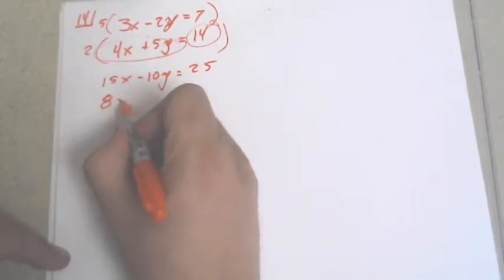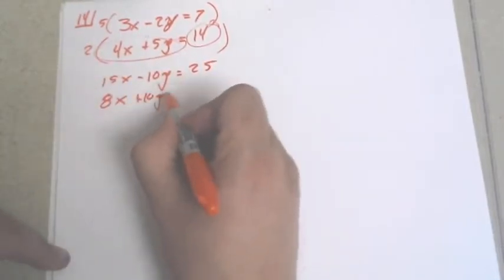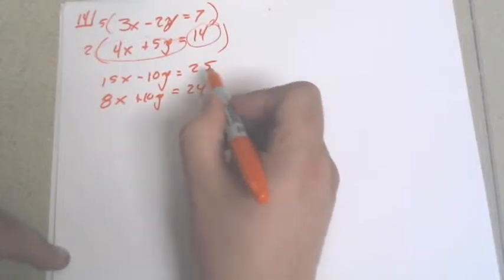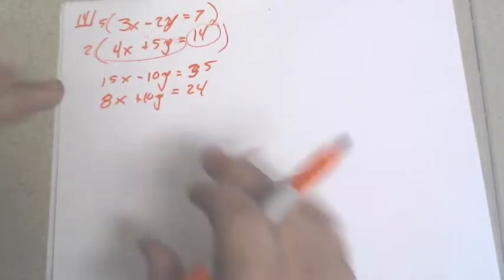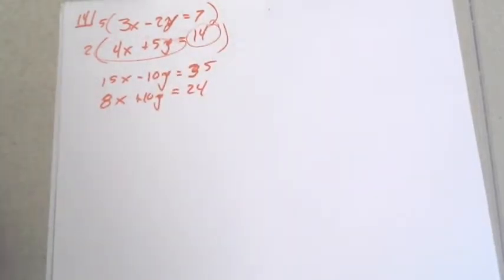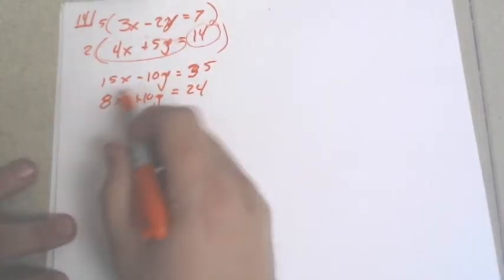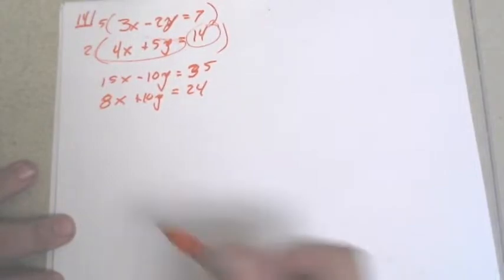So what, 8x plus 10y equals 24. Why did I get 25 here? It's a 35. You've got to watch me on those things. I'm working fast, so if I make little boo-boos like that, try to work around them or let me know, but I'll try to avoid them as much as possible.